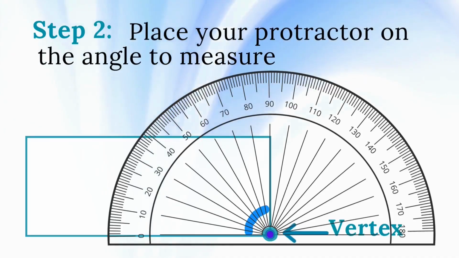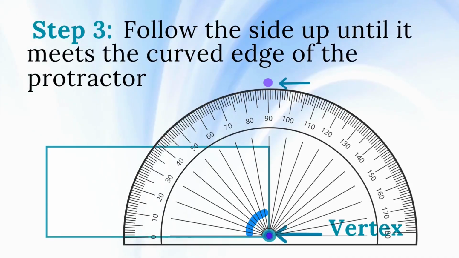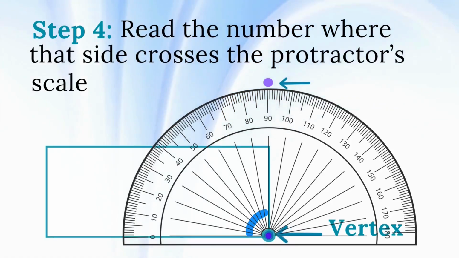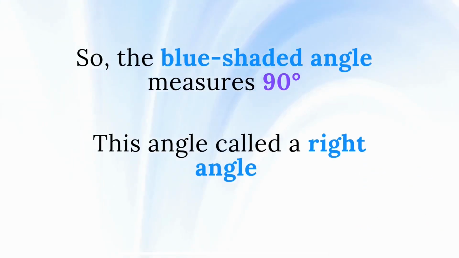Step 2. Place your protractor on top of the angle so that the center mark of the protractor is right on the vertex, and the flat bottom edge of the protractor lines up exactly with one side of the angle. Step 3. Now look at the other side of the angle, the one that's not lined up with the bottom edge. Follow that side up until it meets the curved edge of the protractor. Step 4. Read the number where that side crosses the protractor's scale. If it lines up with the number 90, then your angle measures 90 degrees. This angle is called a right angle.